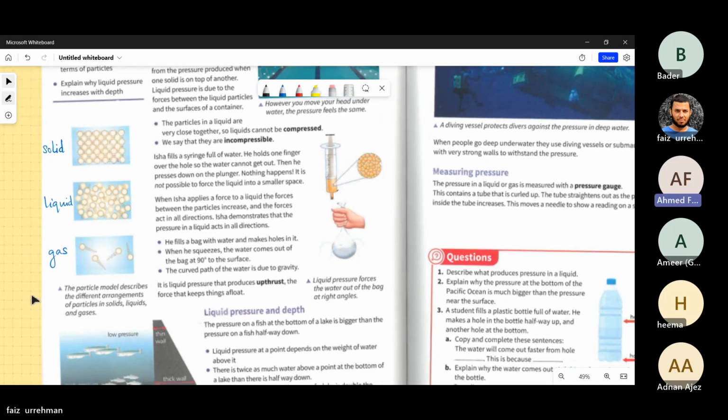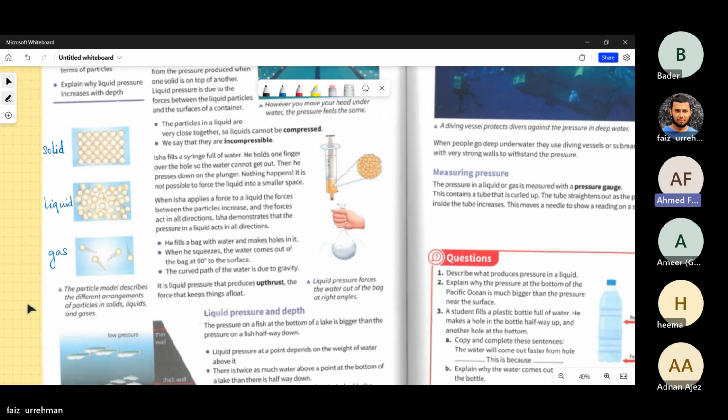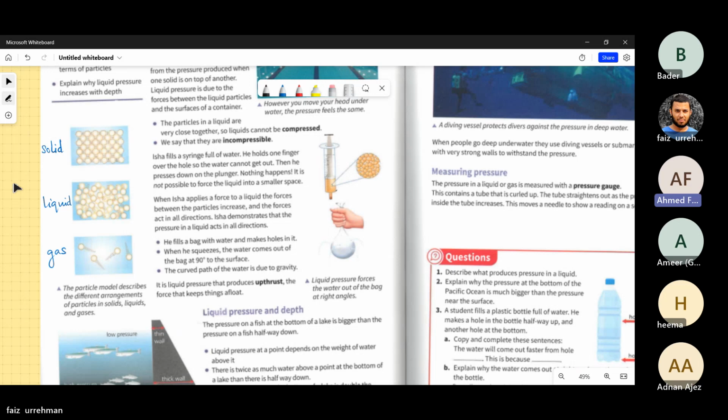Sometimes, Mr., they do tricks where they punch a pencil through the bag and it doesn't bring water out. Like the pencil is still in there, it's stuck. In the magic tricks? Yes, Mr. They stab a pencil inside it and then no water comes out.